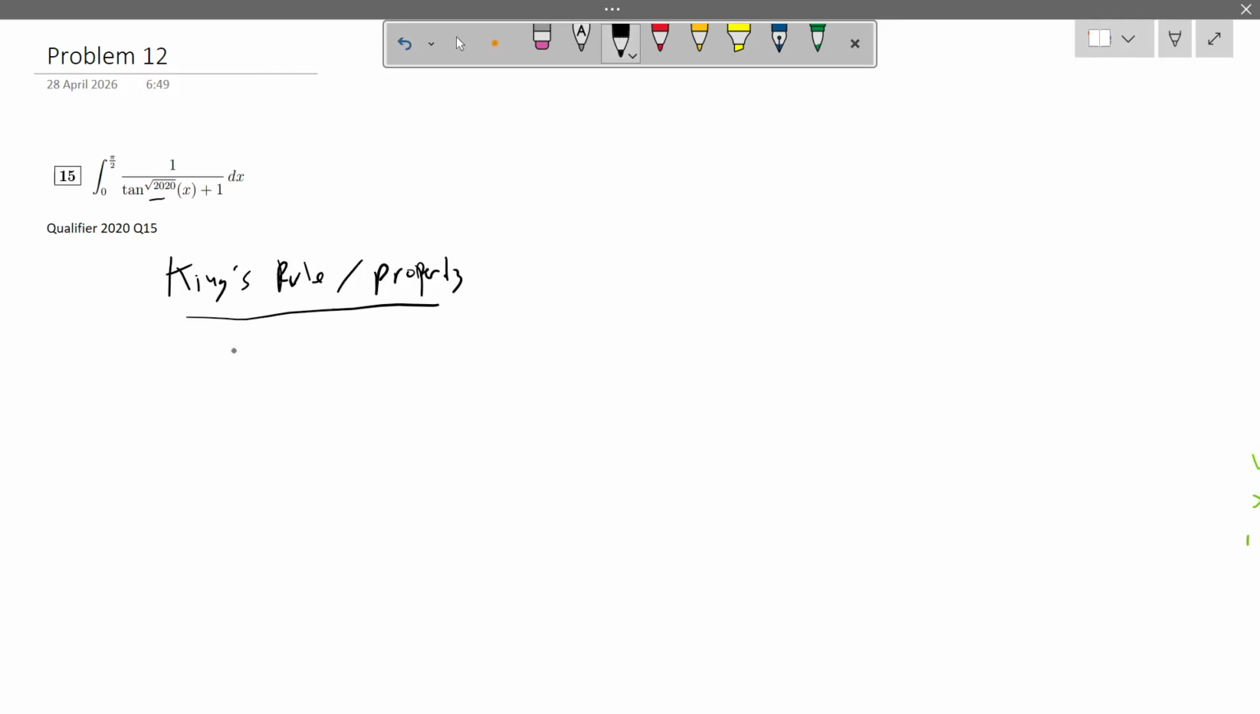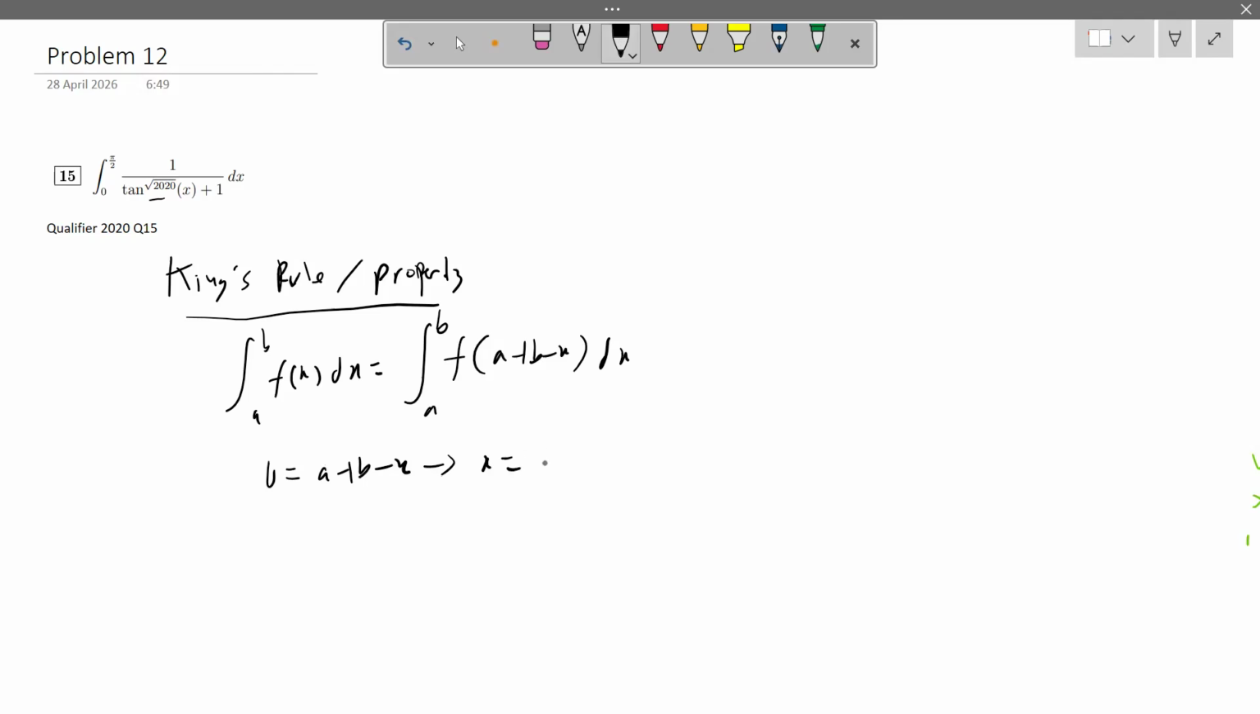So the King's rule in general states that the integral of f of x from x equals a to x equals b is equal to the integral of f of a plus b minus x when x goes from a to b. Now, in case you're not familiar with this rule, I can show a derivation of this. This rule is a substitution where you substitute u as a plus b minus x, which means x is equal to a plus b minus u.